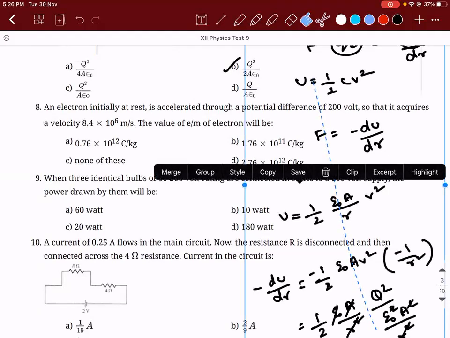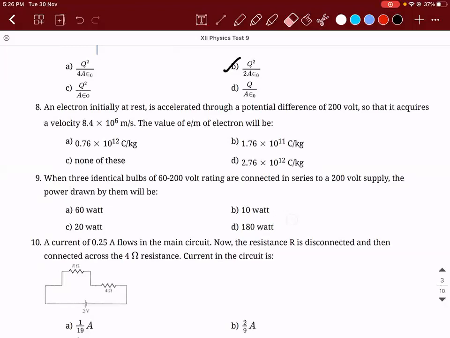Okay, so anybody with the answer for the 8th one? There is an electron which is initially at rest, so u is equal to 0. It is accelerated through a potential difference of 200 volt so that it acquires a velocity of 8.4 into 10 power 6 meter per second. The value of e by m? So how do we solve?